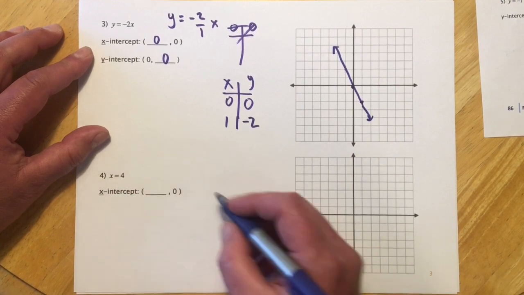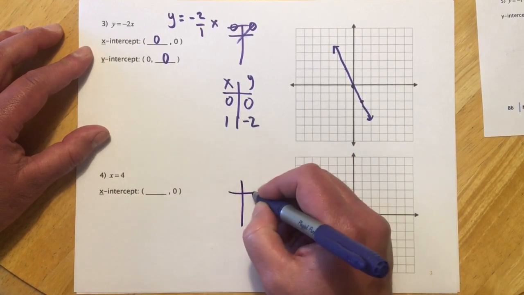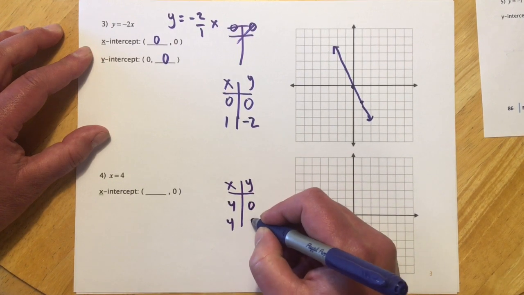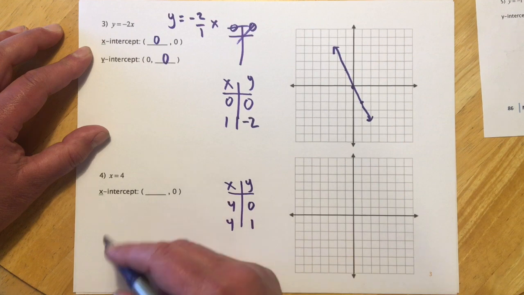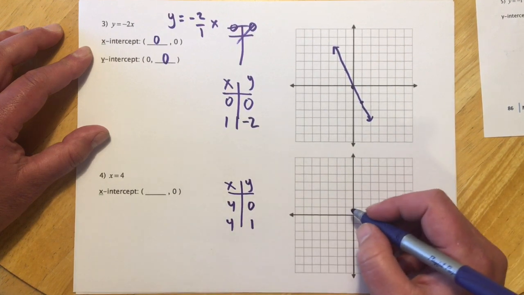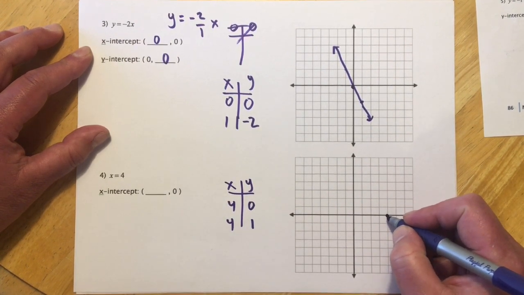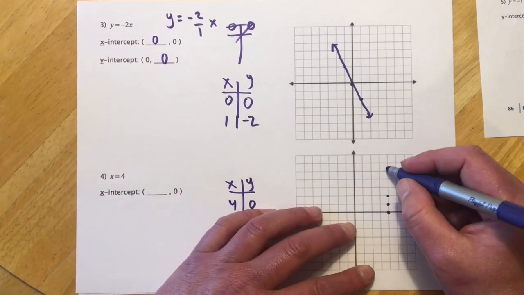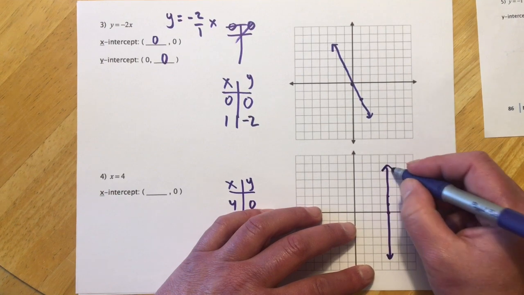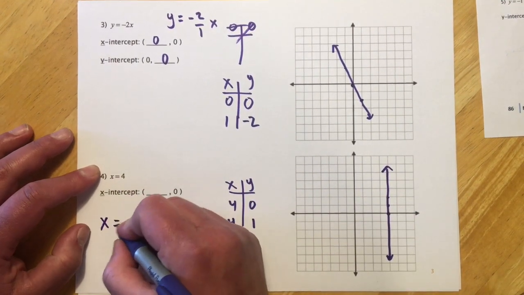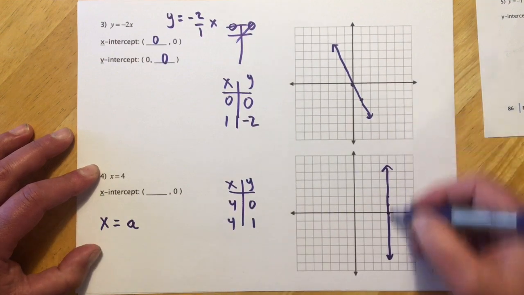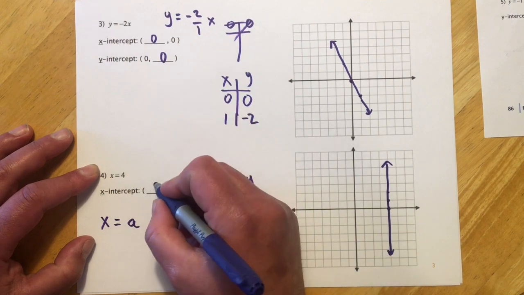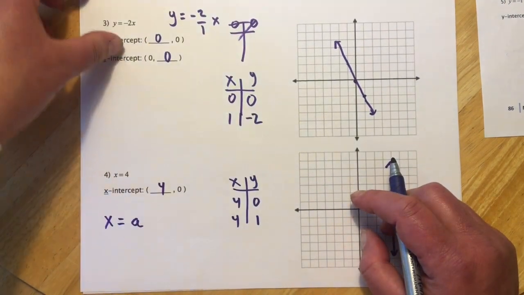So this is x equals 4, pardon me. So what that means is x is always 4. It doesn't matter what y is, x is always going to be 4. And so if I graph that, when x is 4, y is 0. When x is 4, y is 1. You can see 4, 2. I'm going to get a vertical line. So anytime we have something of the form x equals some constant a, it's just going to be a vertical line through that point. So in this case, 4. So my x-intercept would be 4, 0, and then the y-intercept wouldn't exist.